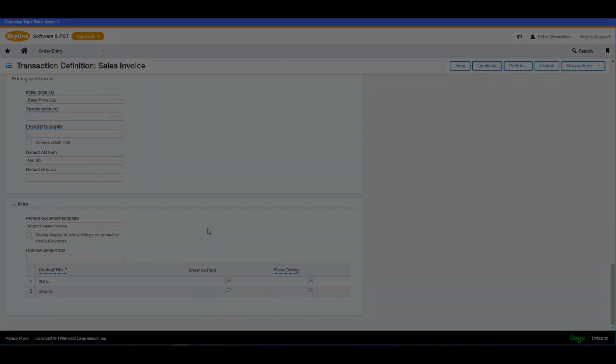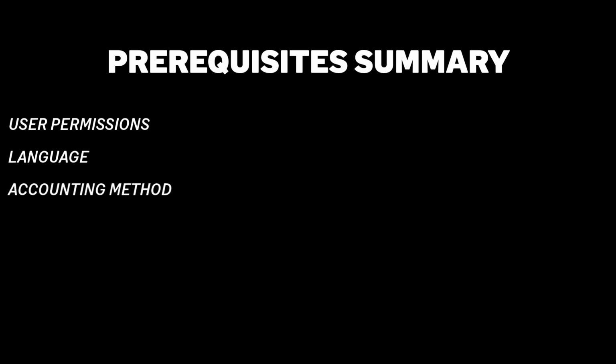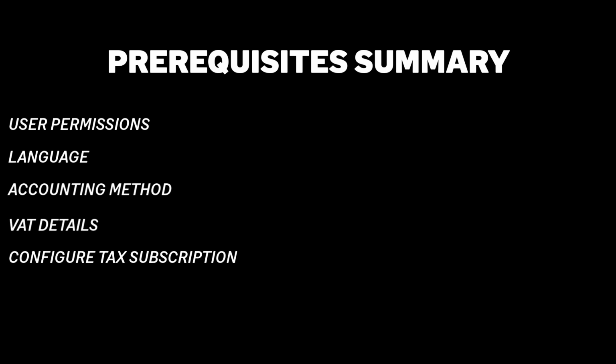Before we do that though, here is a quick summary of the steps that we've gone through. We set up user permissions. We set the correct language for our region. We set the correct accounting method. Remember, accruals only is the only supported method here. We entered the VAT registration number and operating company at the top level. We configured our tax subscription. This was where we set things like whether we wanted a single or multiple tax jurisdiction.